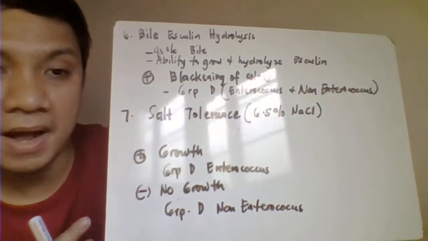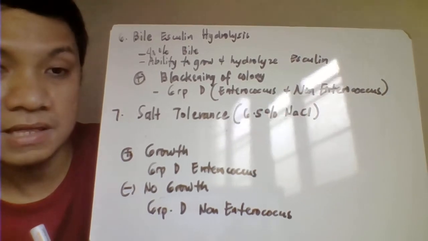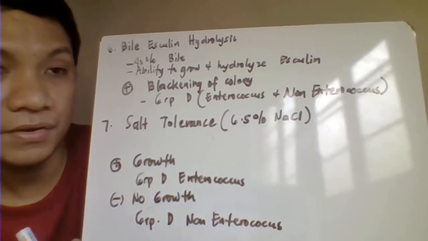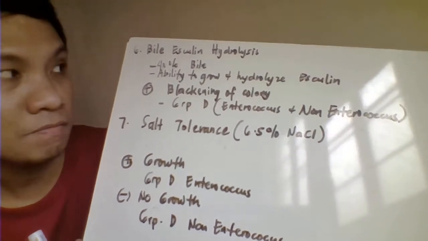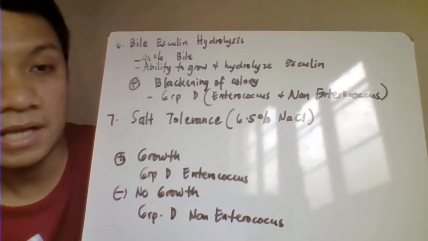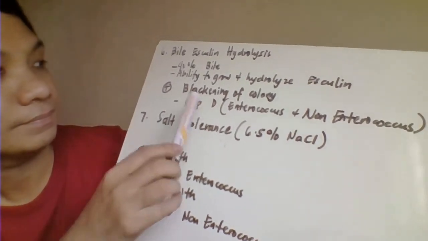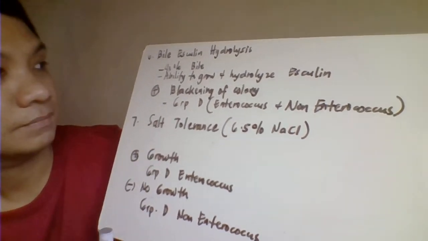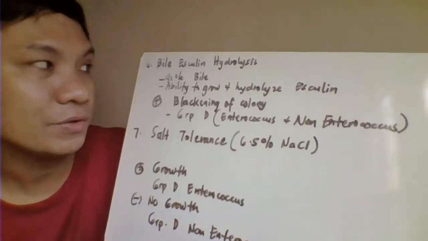Okay, then we have your bile esculin hydrolysis. That would identify the ability of your strep to grow in the presence of bile, 40% bile in the form of sodium taurocholate or sodium deoxycholate.